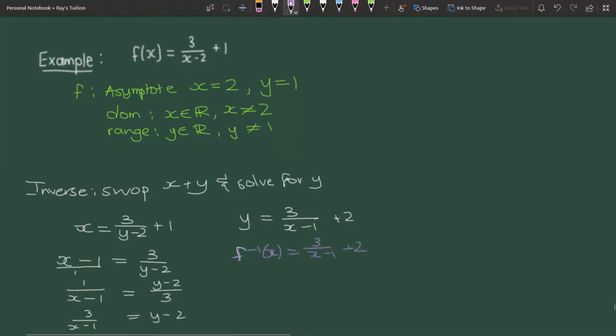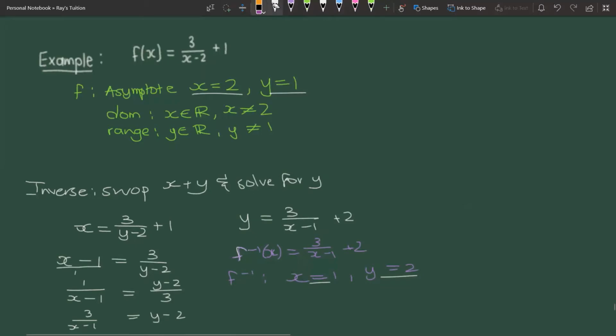Now look at this. What are the asymptotes of this graph of f inverse? The asymptotes are x = 1 and y = 2. What do you notice when comparing it to the original graph? Have a look at them. Can you see they swapped around? The old one had x = 2 and y = 1, and the inverse has it swapped around. So x = 1 and y = 2.